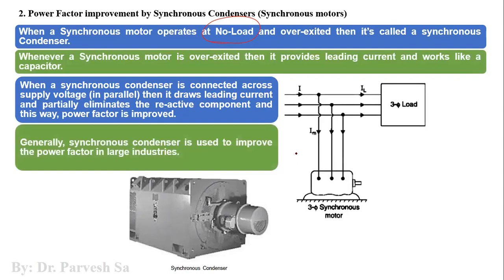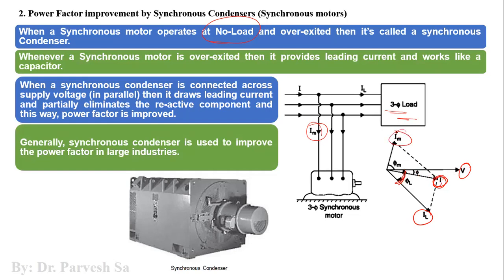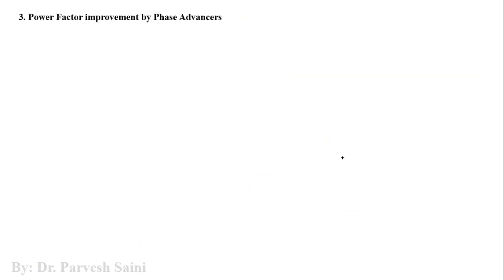Now, as you can see here, it is used in a similar way with the supply. We have a supply here, we have a three-phase load, and we have a synchronous motor, which is used as a synchronous condenser. It will draw the magnetic component of the current, it gets overexcited and starts supplying the leading current to the load, right? Earlier the phase difference between V and I was this one. Now it will reduce the phase difference between the voltage and current by drawing the magnetic component of the current, right? So the phase angle has reduced and hence the cos phi, that is the power factor, will increase, right?